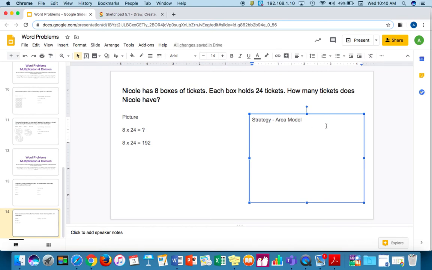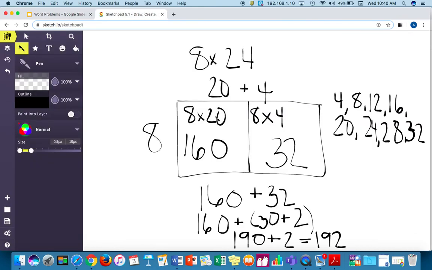If I wanted to break it down more, I would still start with 8 times 24 equals question mark. Because again, those are our numbers. We don't know what it equals. I can write 8 times 20 plus 4. And then I would write 8 times 20 plus 8 times 4, because that's what we did here, right? 8 times 20, 8 times 4, and then we added it together.